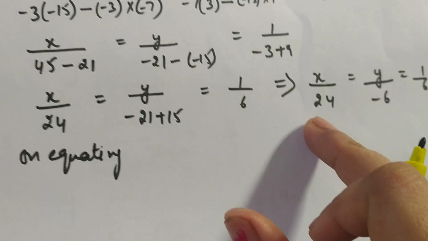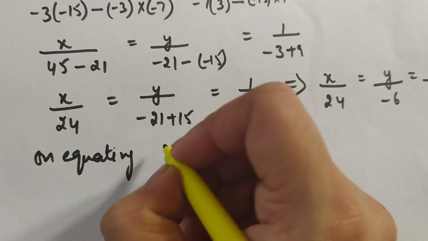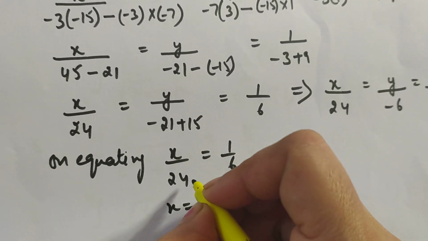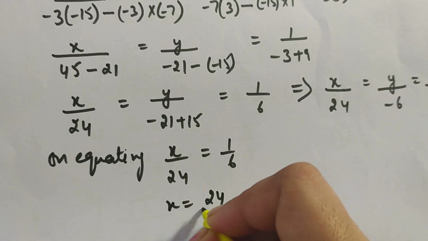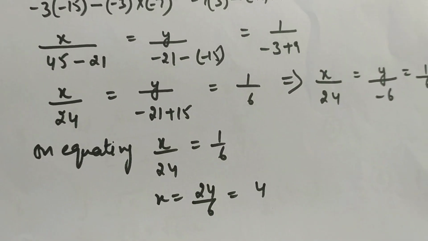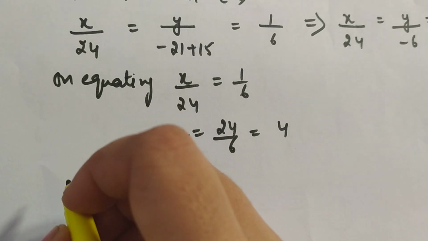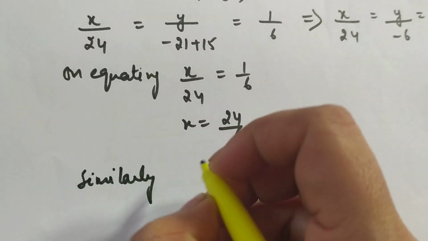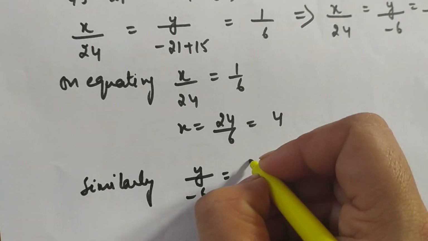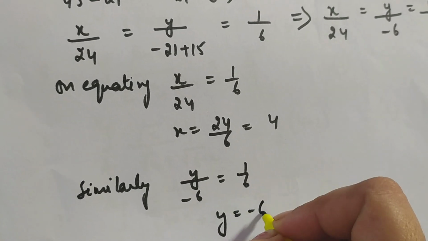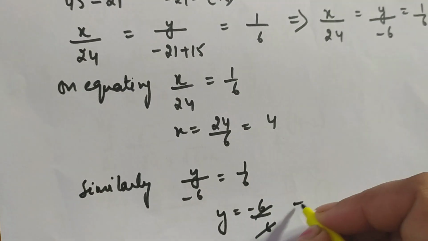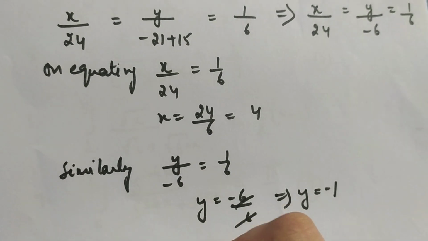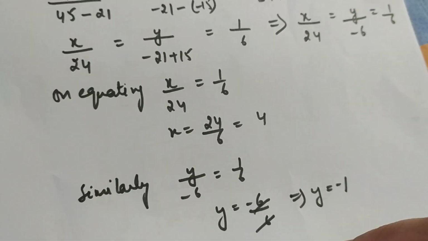So what you will do, now you will equate your x by 24 with this 1 by 6, and from here we can calculate the value of x. See, this 24 will go to this side and it becomes 24 by 6, and the value of x comes out to be 4. Similarly on equating y, what you are going to get: y over minus 6 is equal to 1 by 6. When this minus 6 goes to this side, it becomes cancelled, and the value of y comes out to be minus 1. So the value of x comes out to be 4 and y comes out to be minus 1.